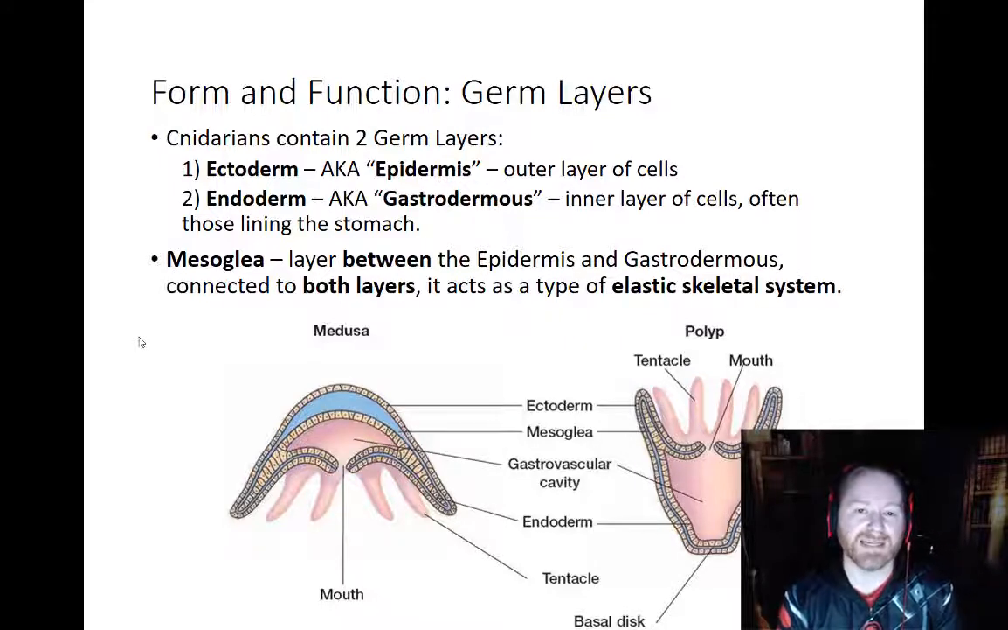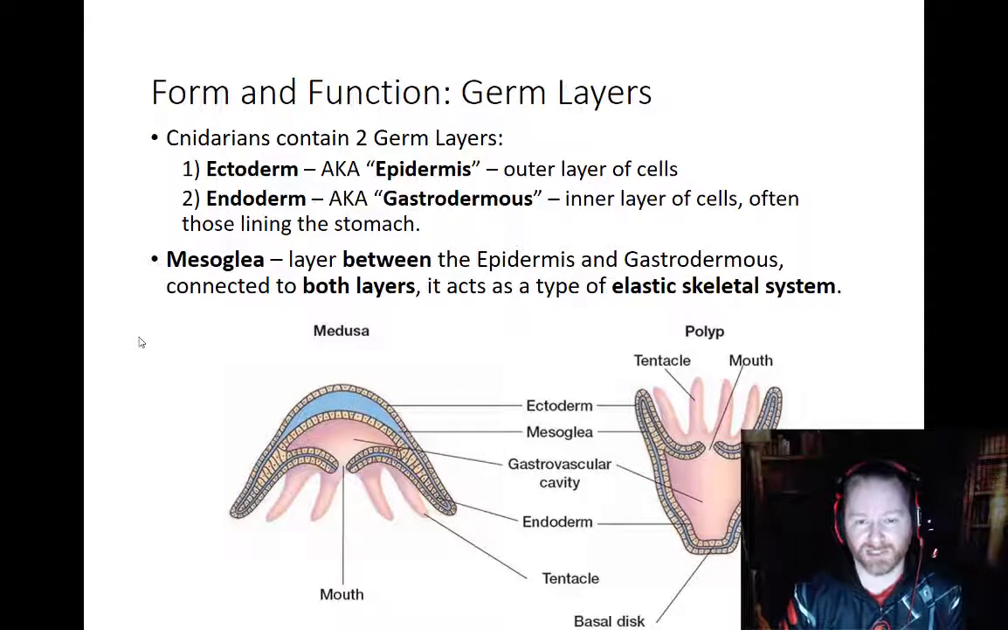So they have ectoderm and endoderm, and in between there's a jelly-like substance called mesoglea. And inside the mesoglea, you'll find an elastic type of material. It's essentially the jelly part of the jellyfish, but it acts as a skeleton, making it slightly more rigid than the surrounding environment to help them keep their shape.